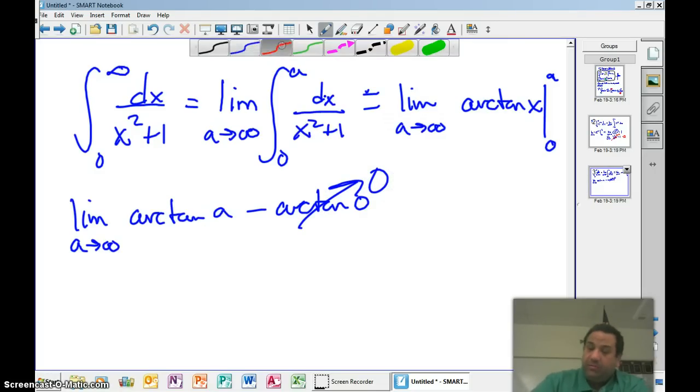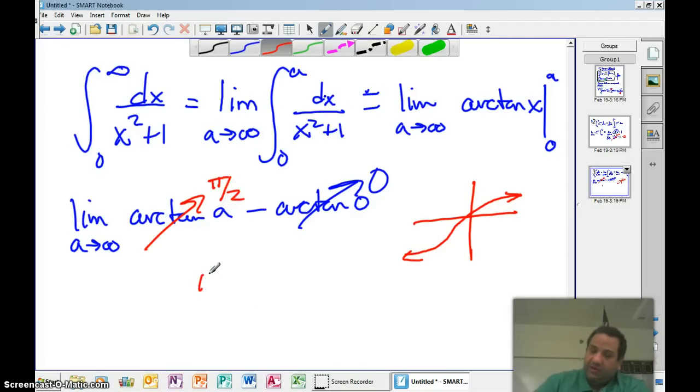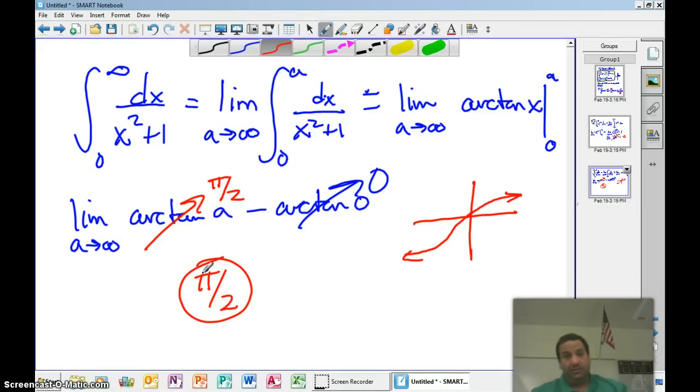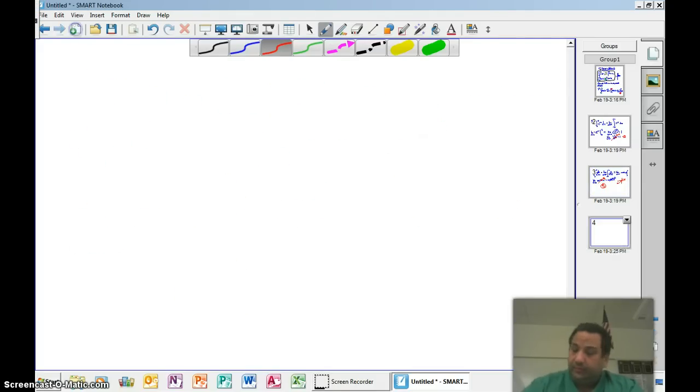However, do you remember the graph here? This is approaching, remember that graph looked like this, okay? It is approaching pi over 2. So my answer is it converges to pi over 2. I needed to show you a little arctan because we've missed it. All right? Let's do another one.